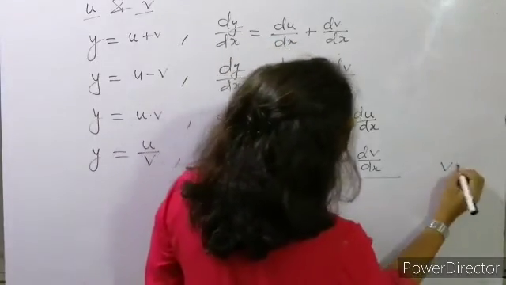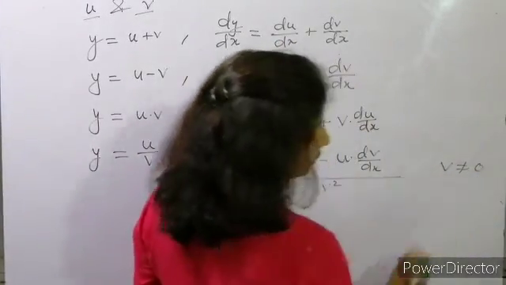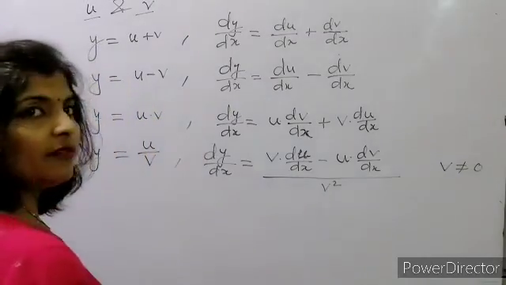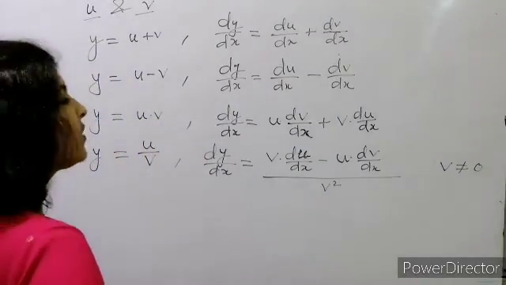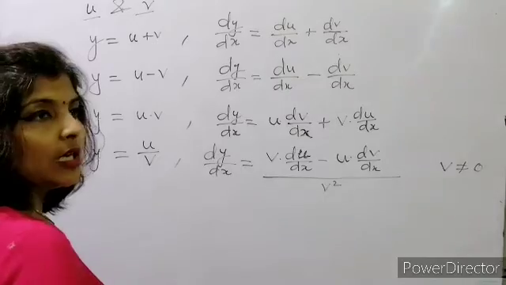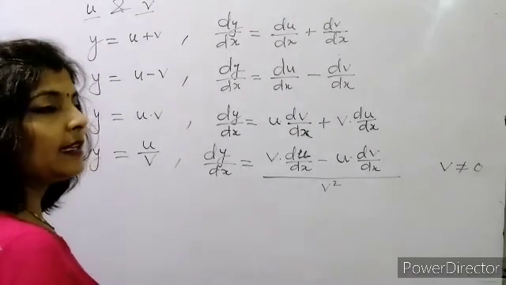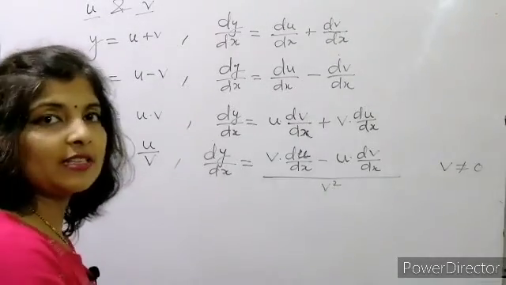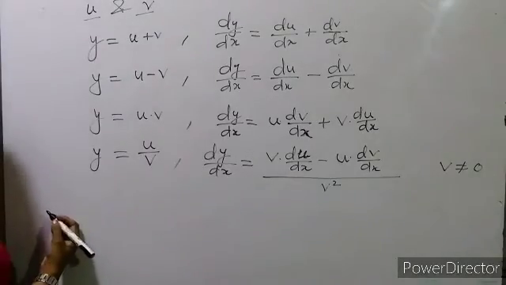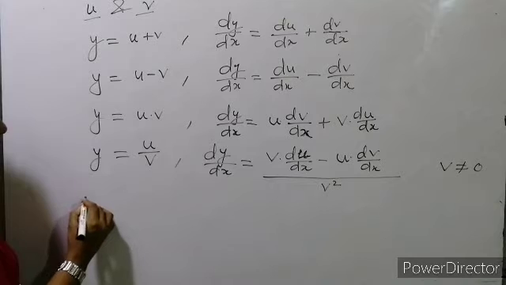So v cannot be equal to 0, v will not be 0, because if v is 0, v square will also be 0. The numerator can be 0 but the denominator cannot be 0, because then it will give infinity, an undefined result. Okay, some more functions we'll see.